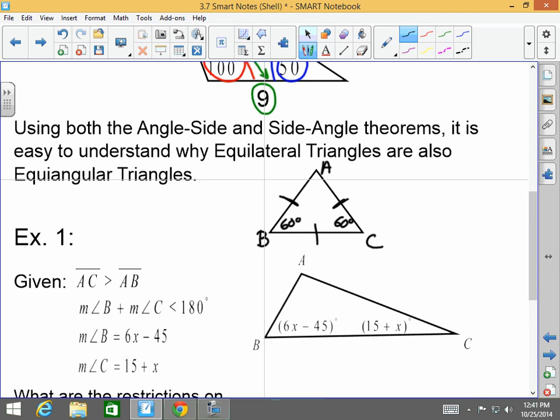the opposite angles to those sides must also be congruent. And since there are 180 degrees in a triangle, each angle must be 60 degrees. Okay, we learned that last lesson, but now hopefully you can really understand why because of these theorems. So let's put this into action.